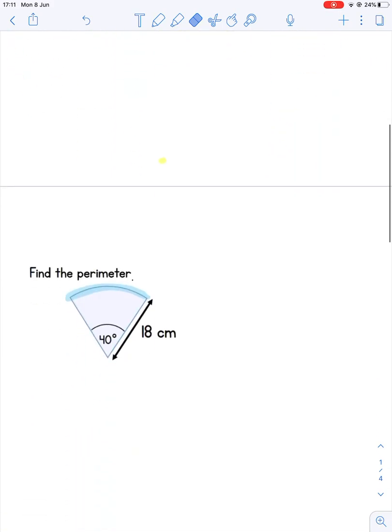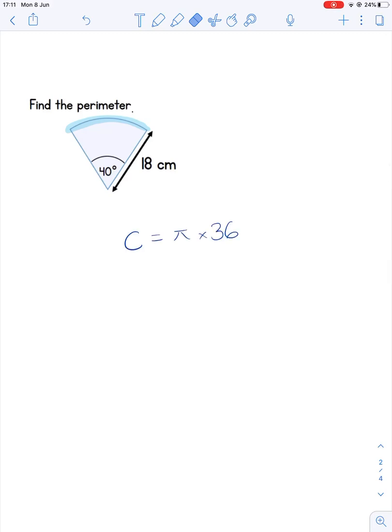Let's try another question. Again, I start with the circumference. So the circumference is pi times the diameter. And then I figure out, for the arc length, what fraction of the circle do I have? This time I've got 40 degrees out of 360. So that's the fraction of the circle I've got. So that's how much of the 36 pi I want. So 40 out of 360 times 36 pi.